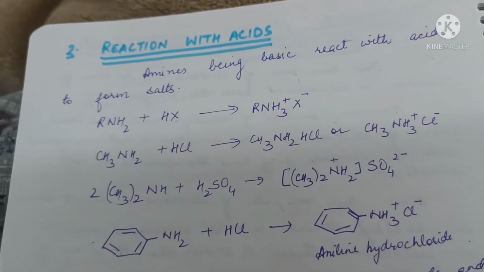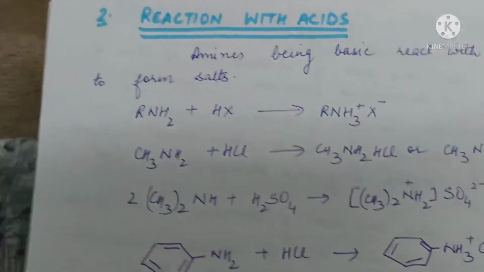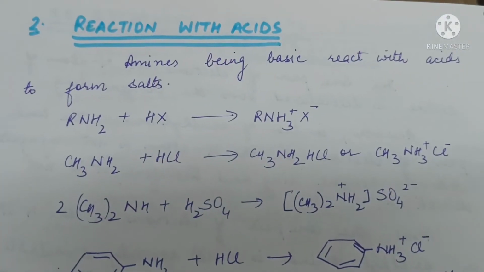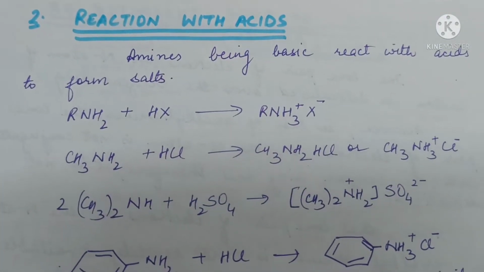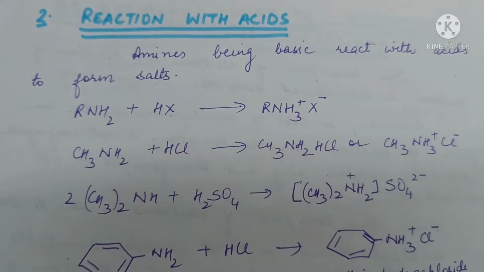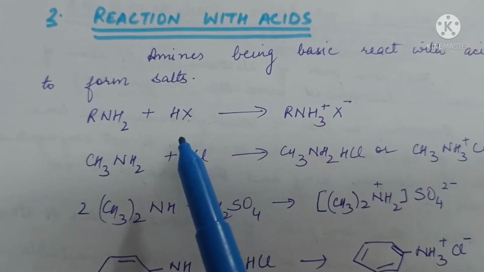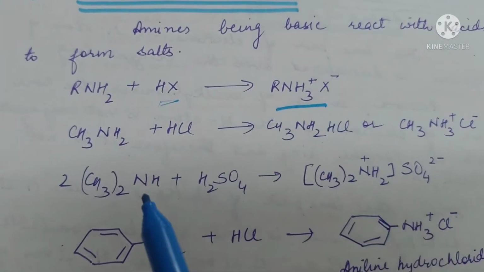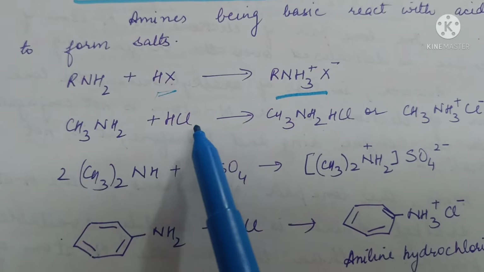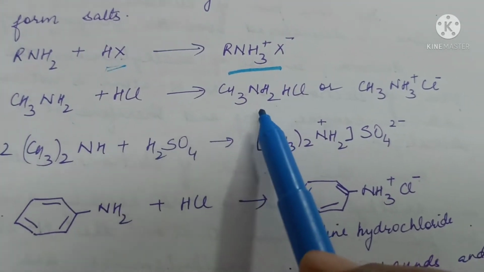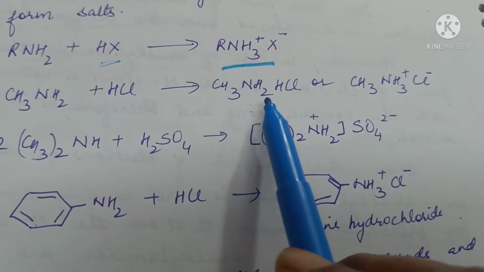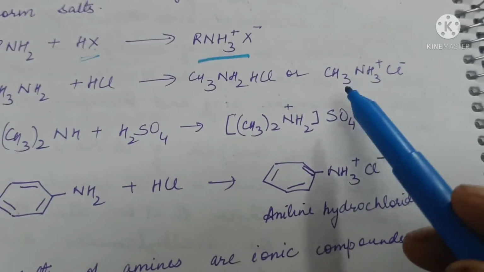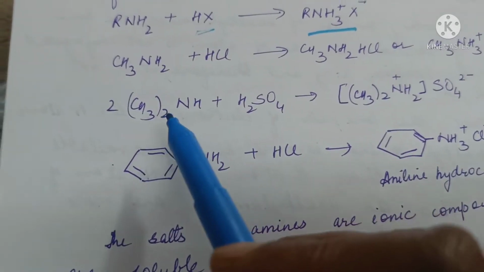We are doing chemical properties of amines and we will start with the reaction with acids. So amines, being basic in nature, will react with acids to form salts. So with any acid, amine will form the respective salts. For example, methylamine reacts with hydrochloric acid to form methyl ammonium hydrochloride, methylamine hydrochloride, or methyl ammonium chloride.